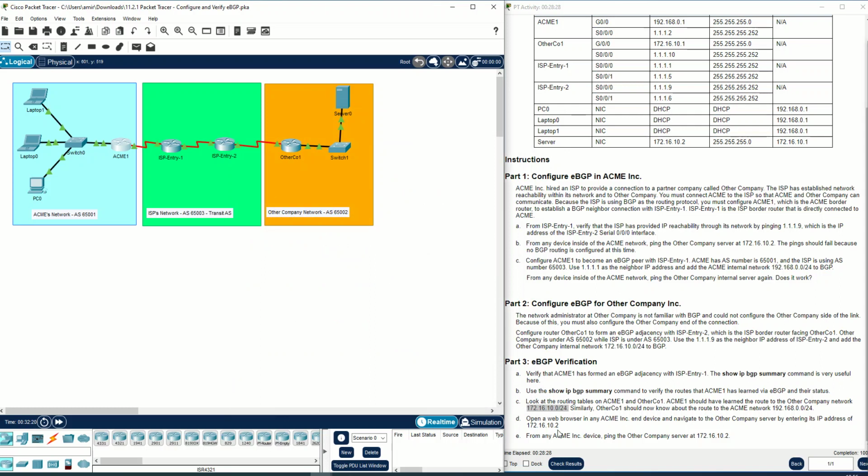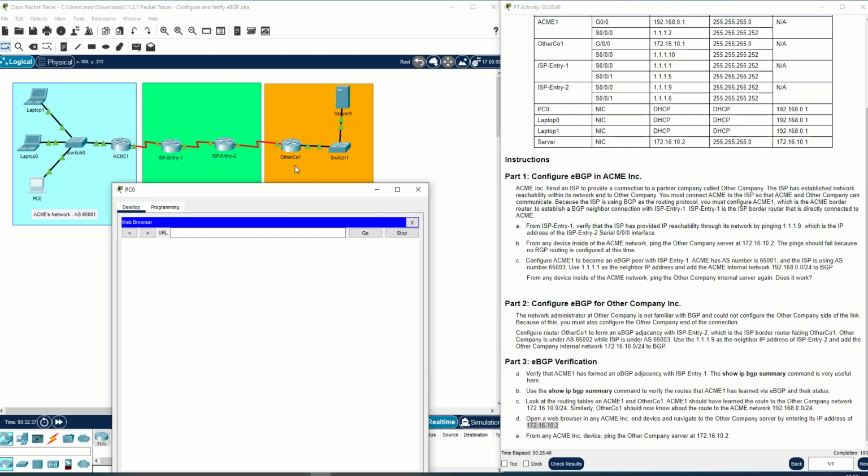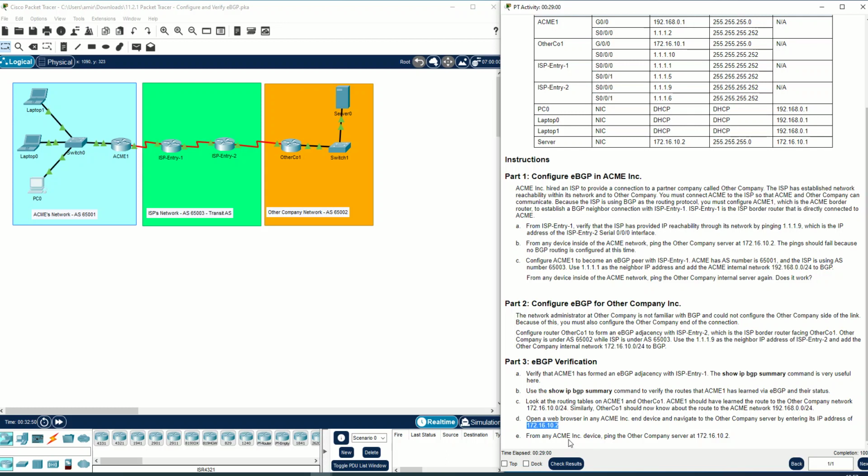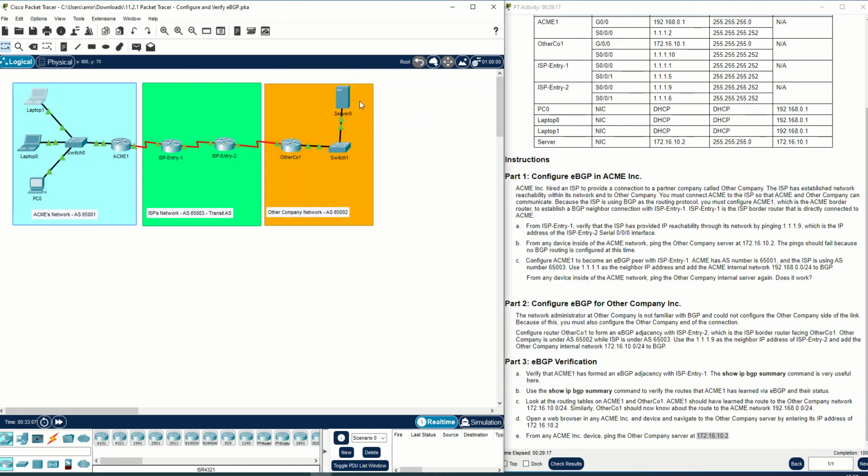Yes, and another thing, open a web browser in any ACME device, for example here, and navigate to the other company server by entering the IP address of the server in other CO1, other company one. And we can get access from PC0 to server 0 in the other AS, and from any ACME device ping server 0 in other company one, for example laptop one, and you can go here and write here, and you can ping the other AS also.